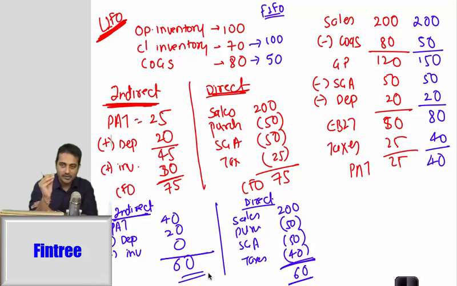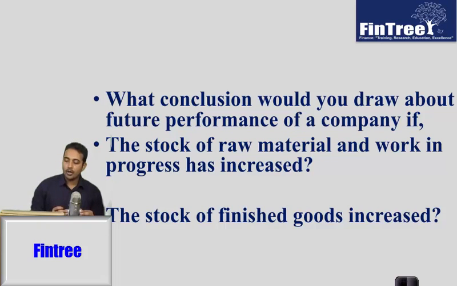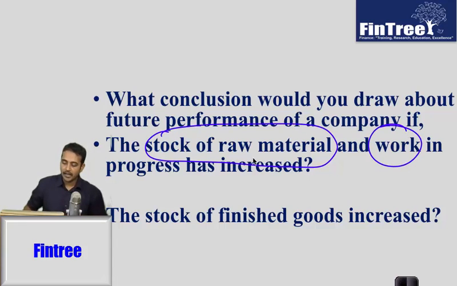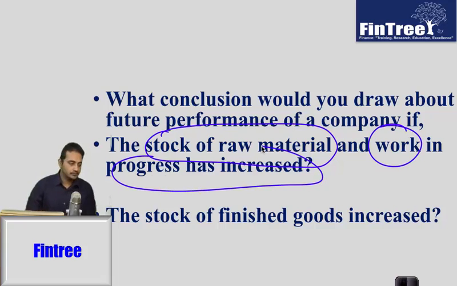So if you think from the perspective of direct, decision making becomes very easy. And what is happening is, LIFO and FIFO is just an accounting method. Nothing really changes. The only thing that changes is the amount of tax that you pay in cash. So what conclusions would you draw about future performance of a company if stock of raw material and work in progress has increased?